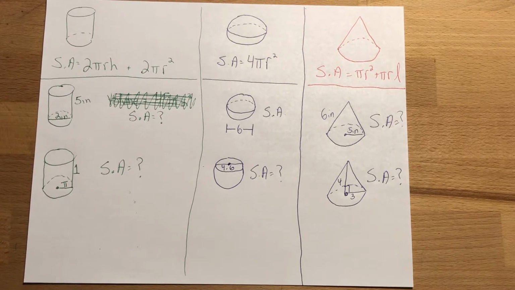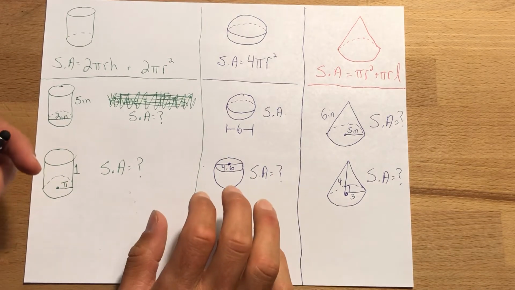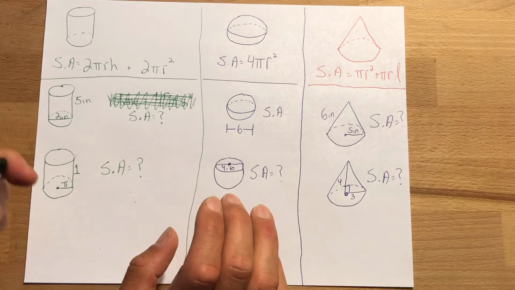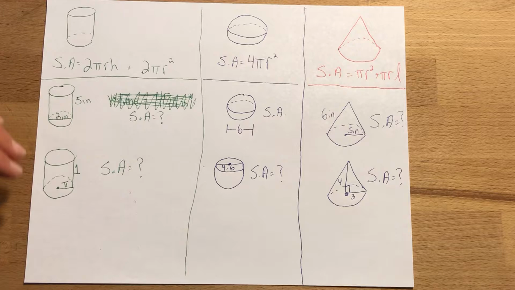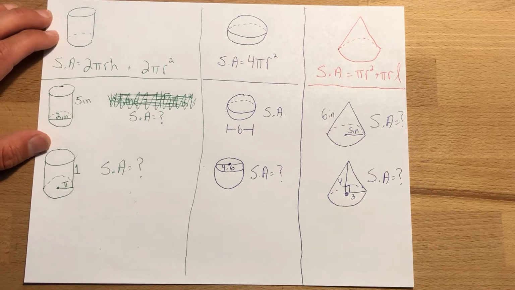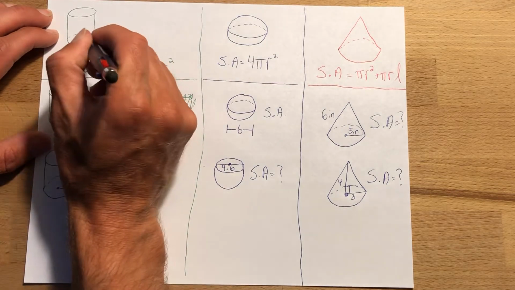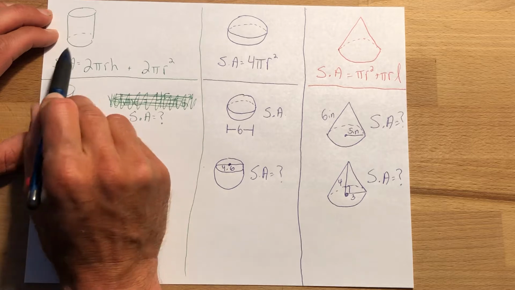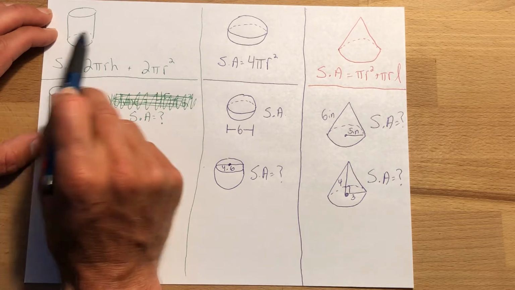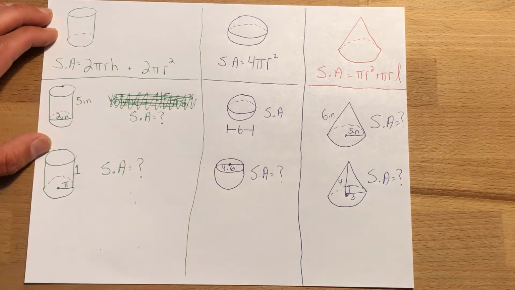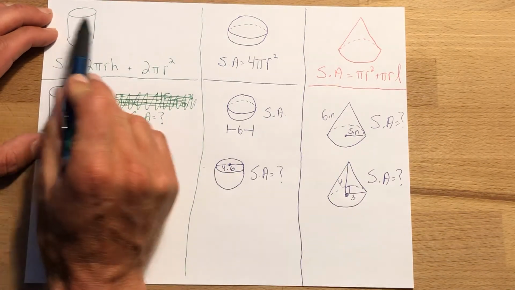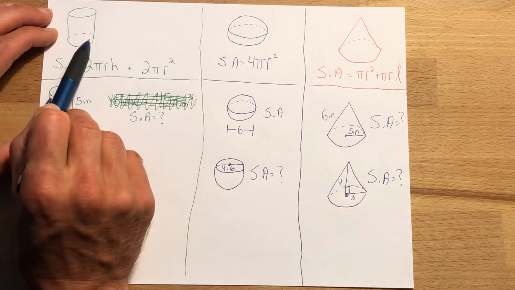Okay, everybody, this is the very last lesson for this semester, and it's called Surface Area of Solids. I have three formulas that you're going to have to remember. The first is the surface area of a cylinder. Now, let me break down what the surface area is. Surface area is the outside area all added together. So let's break this down.